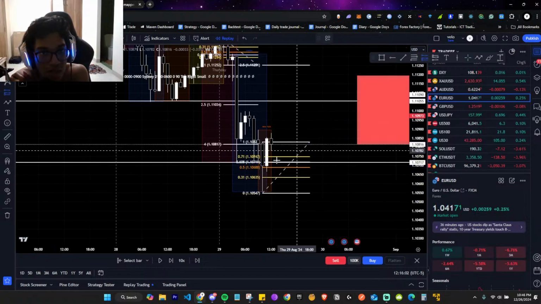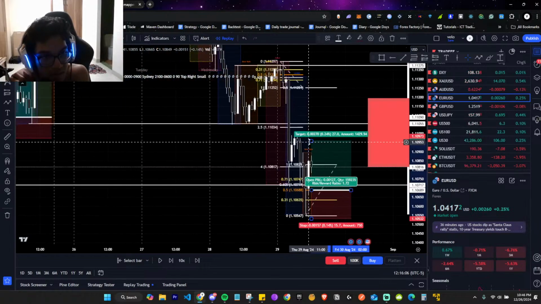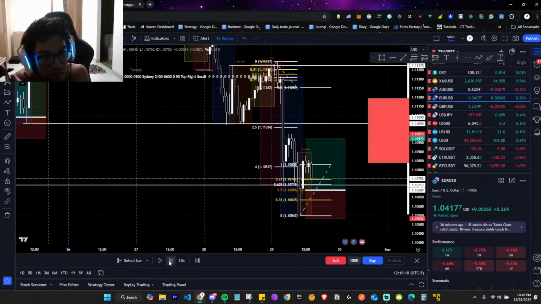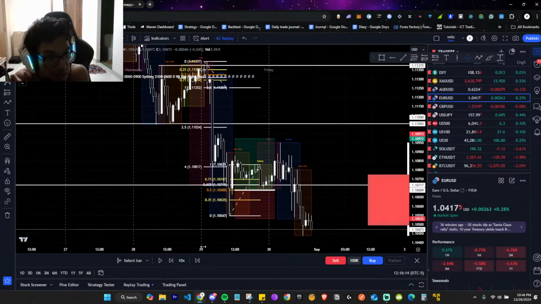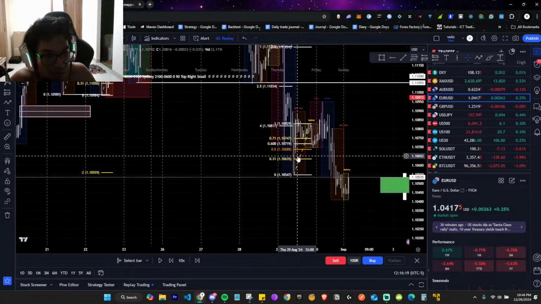Okay, so now we have a hold, we have a pullback, and the first TP will be over here, so I would probably break even right here, if it does play out properly. Okay, it still seems like it's bearish. So again, what are we missing here?